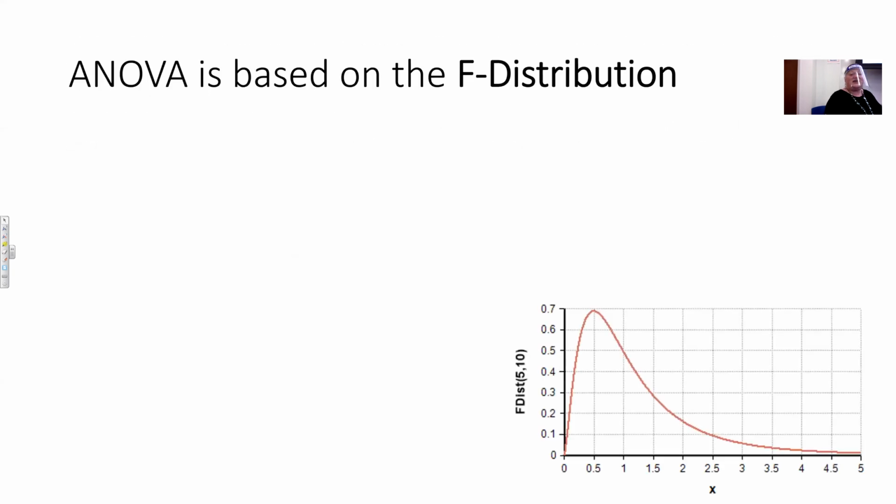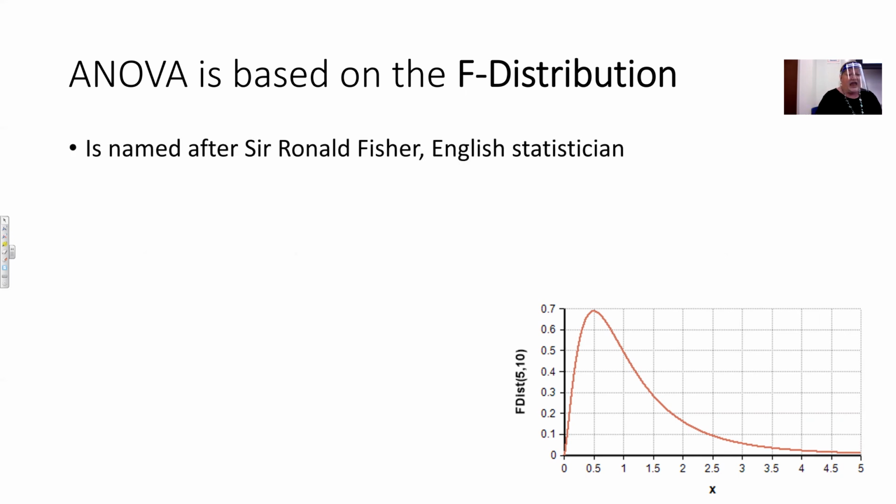Now, the ANOVA is based on a different distribution. We've talked about normal, we've talked about student t, we talked about chi-square. Now we're going to talk about F. The F distribution is named after an English statistician named Sir Ronald Fisher. He's kind of one of the big dogs in statistics. He did a lot of stuff in statistics. This is just one of them, but it's named in his honor. So it's called the F distribution in honor of Sir Ronald Fisher.